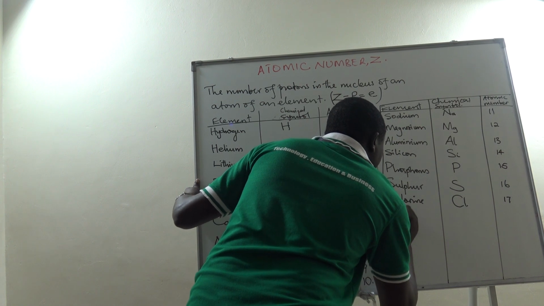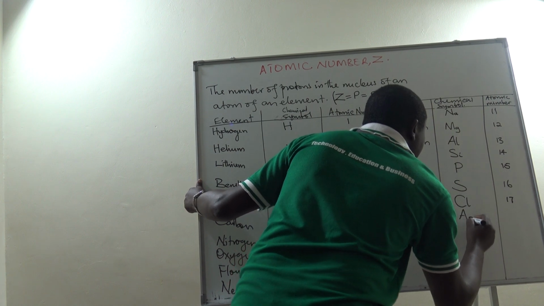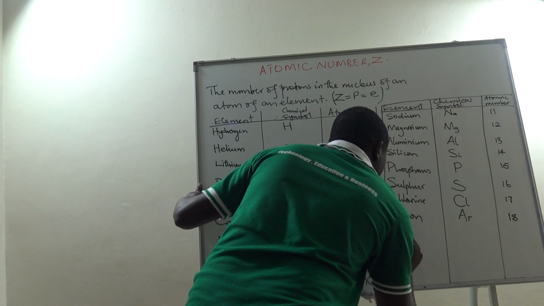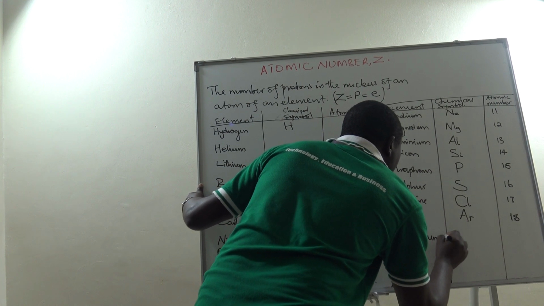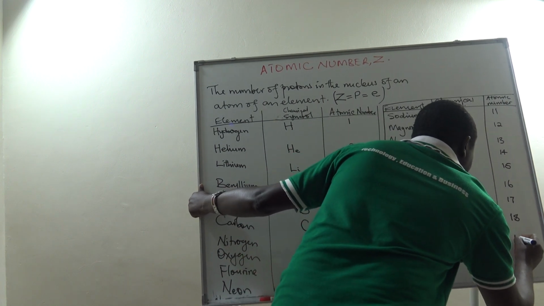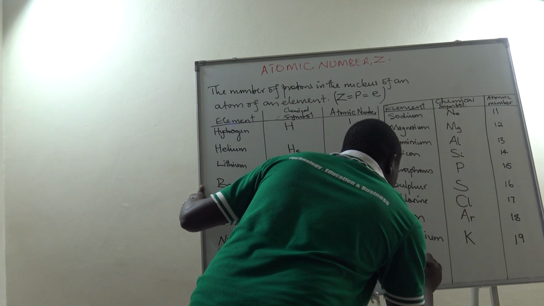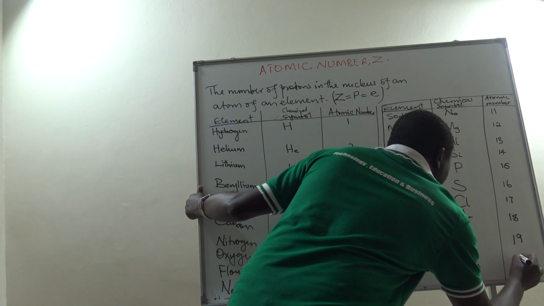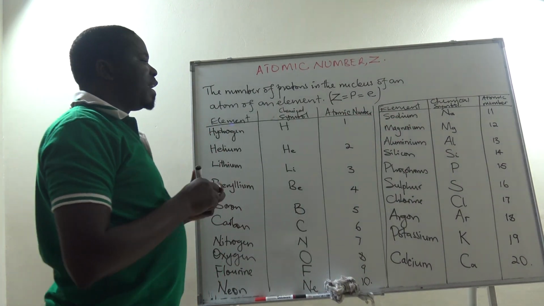We have got argon, which is capital A, small r, number 18. Then we have got potassium, double S, not double T, which is capital K, number 19. And then finally we have calcium, which is capital C, small a, number 20. So this is our first 20 elements.